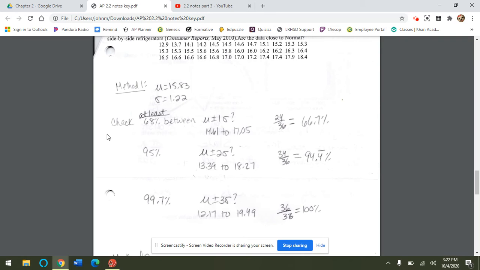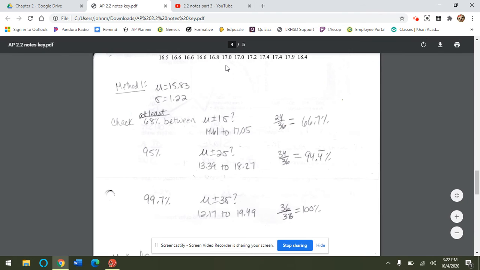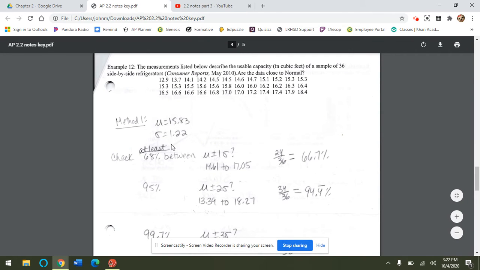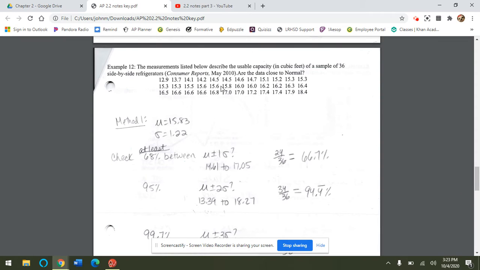So I'm checking, is at least 68% of these data points between my mean plus or minus 1 standard deviation? So 15.83 minus 1.22 puts me here. 15.83 plus 1.22 puts me here. And then I count. How many of these numbers lie in between these? Be careful. Don't count 14.6. It's outside to the left. Don't count 17.2. Yes, count 17.0, but don't count 17.2.